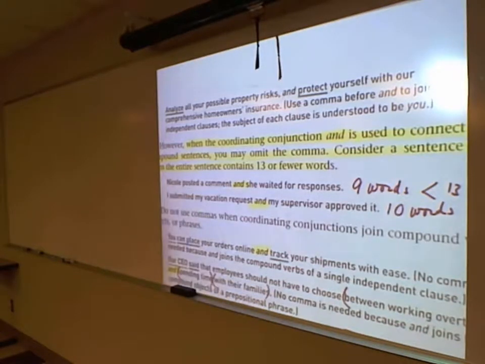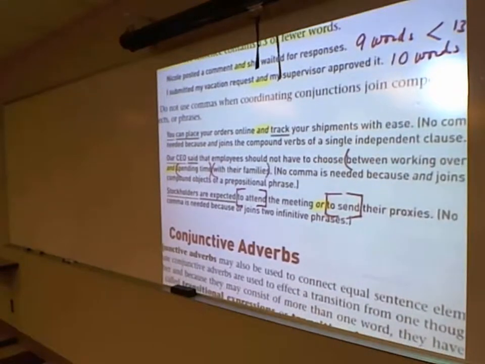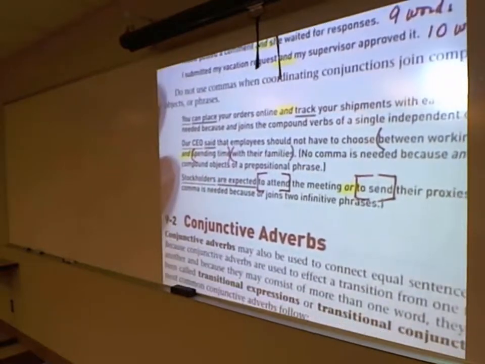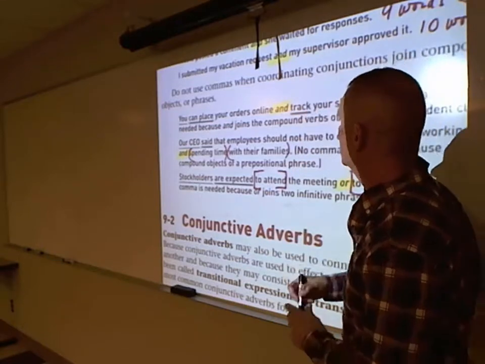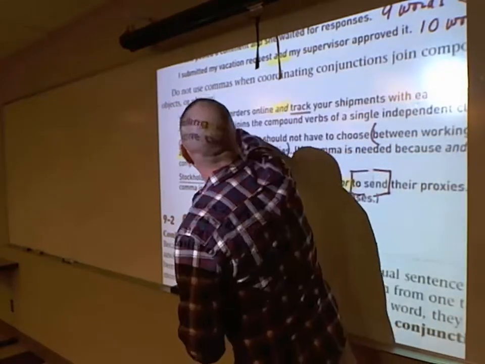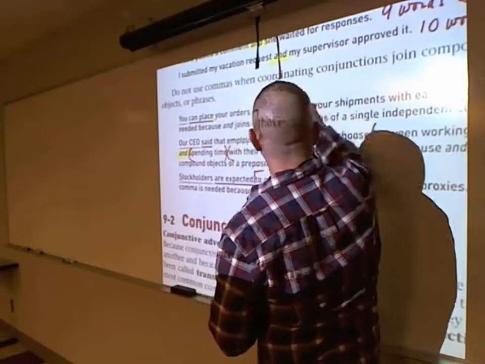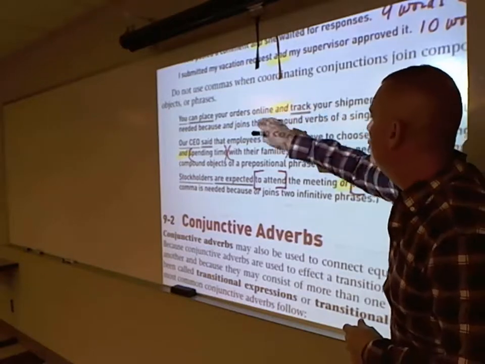Okay, do not use commas when coordinating conjunctions join compound verbs, objects, or phrases. "You can place and track." So here's a compound verb right here, and the word "and" is not adding the word "you." It's not being inferred right here. "You can place and track your shipments with ease." So that's why a comma is not included in that particular location.